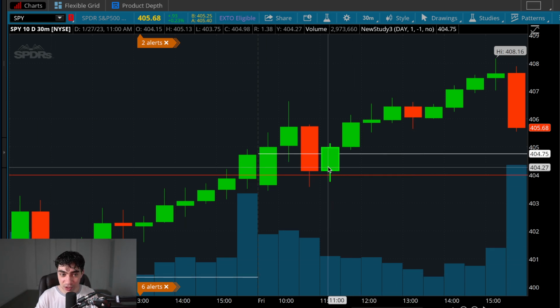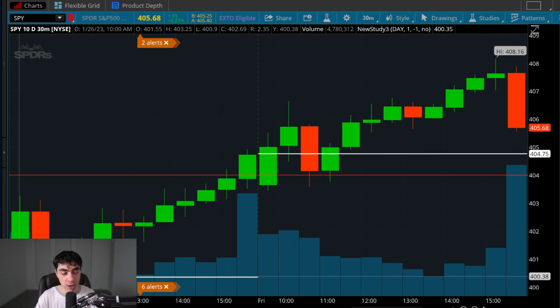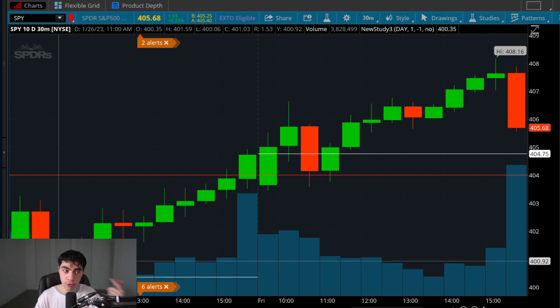So if this next 30-minute candle, see how this looks bearish, right? This 30-minute candle looks bearish. See how this 30-minute candle looks bearish? Well, the next candle went green and it bottomed at the previous day highs. So if it does that, now you know. Now you know what's going to happen.